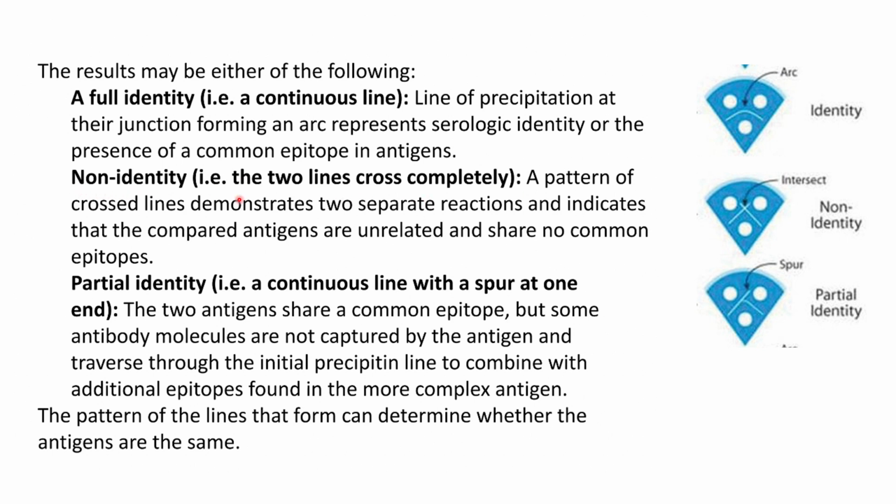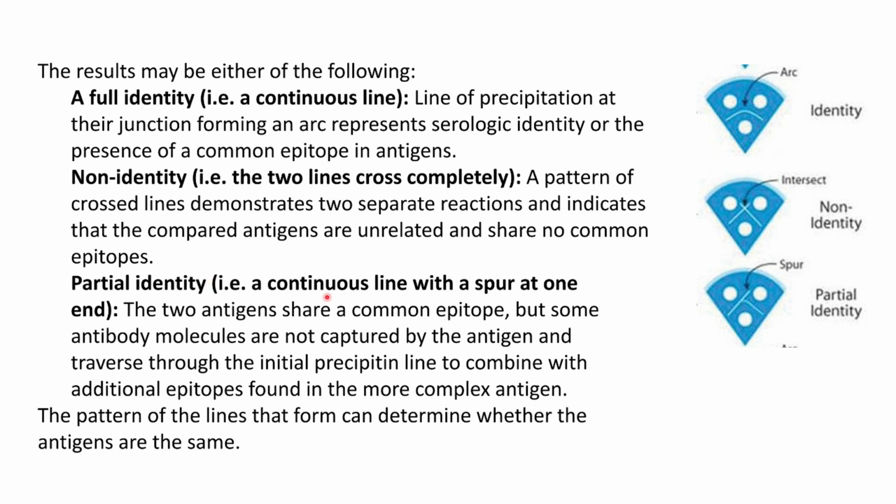And then, in case of non-identity, two lines cross completely. So that is a pattern like this. A pattern of crossed lines demonstrates two separate reactions and indicates that the compared antigens are unrelated and share no common epitopes. So this suggests that both these wells have completely different antigens and the reactions happen in different ways, and so two totally different precipitation lines are formed.